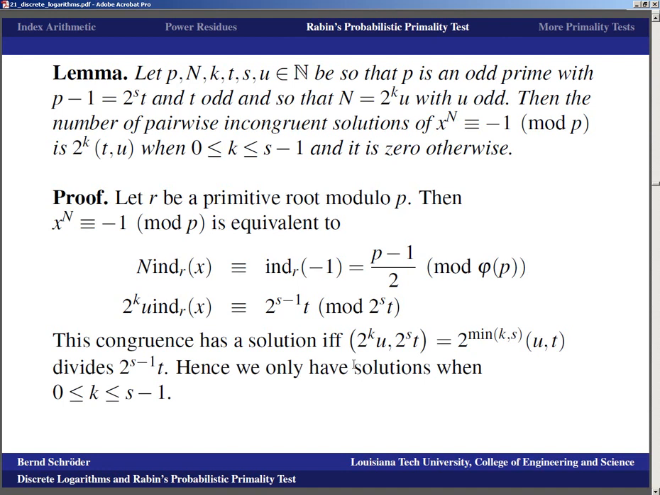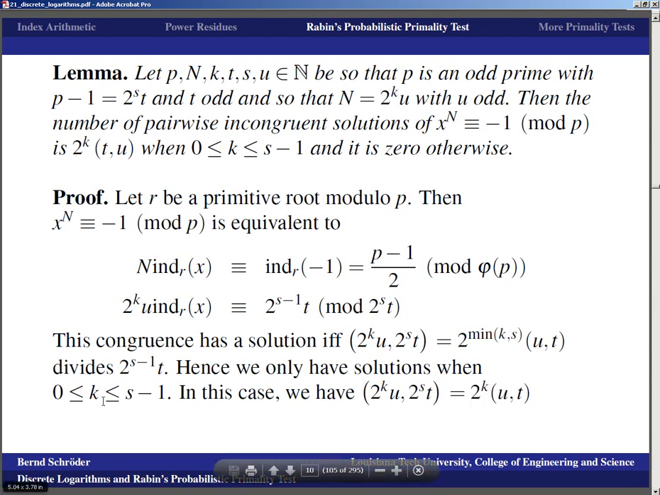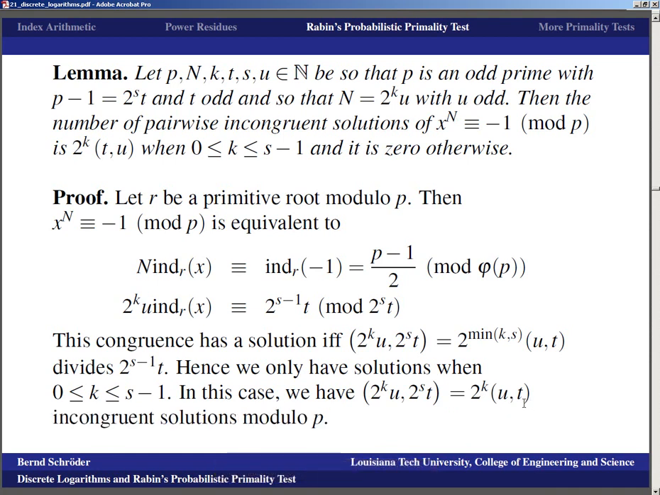And that means in particular that k must be between 0 and s minus 1, because otherwise, if k was equal to s, then this would be 2 to the s here, and that does no longer divide 2 to the s minus 1. So we must have that k is between 0 and s minus 1, and otherwise we have 0 solutions. So we only have solutions when that is the case. And we keep going, and we know that in this case we have 2 to the k u, 2 to the s t, greatest common divisor, which, now that we know that k is less than or equal to s minus 1, is just 2 to the k times the greatest common divisor of u and t, incongruent solutions modulo p.